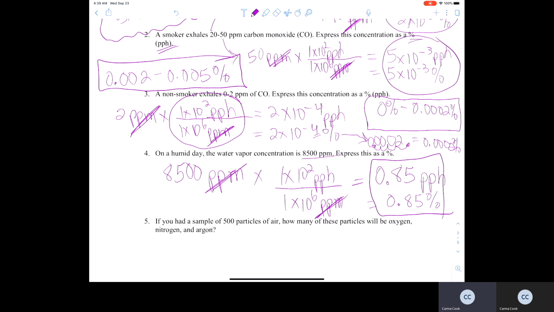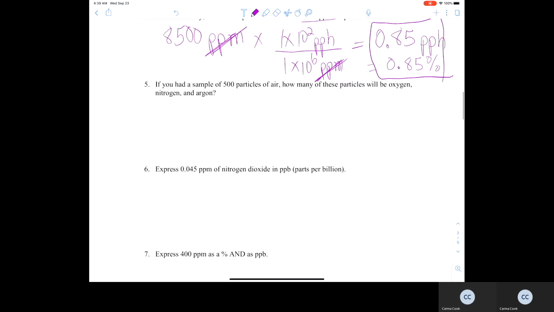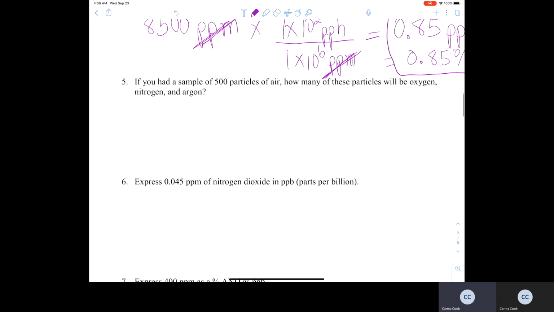Question 5. If you had a sample of 500 particles of air, how many of these particles will be oxygen? How many will be nitrogen? How many will be argon? Well, air is 21% oxygen, 78% nitrogen, and about 0.9% argon.